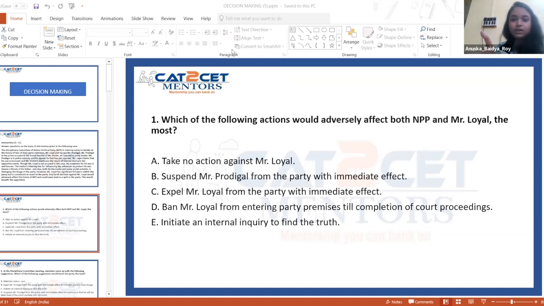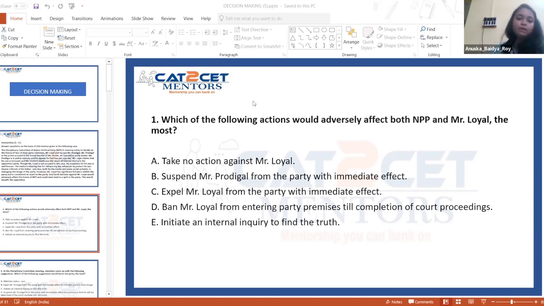So here, when they are asking you, which of the following actions would adversely affect both NPP and Mr. Loyal? Between B and C, if you are stuck, you will choose the option that has a direct effect on Mr. Loyal and NPP, rather than some option that is having an indirect adverse effect on Mr. Loyal and NPP. Am I clear?